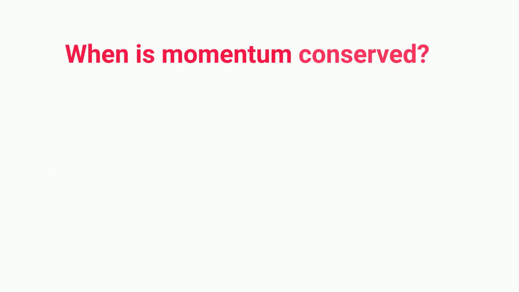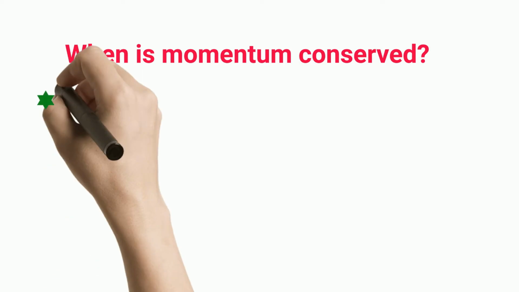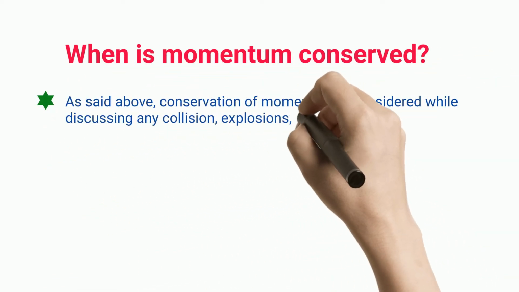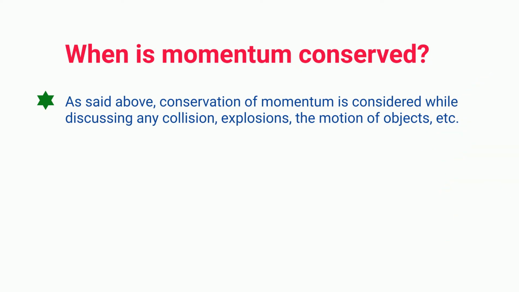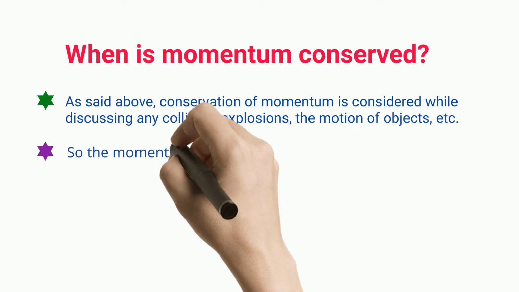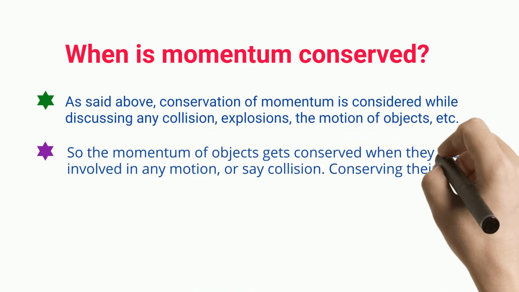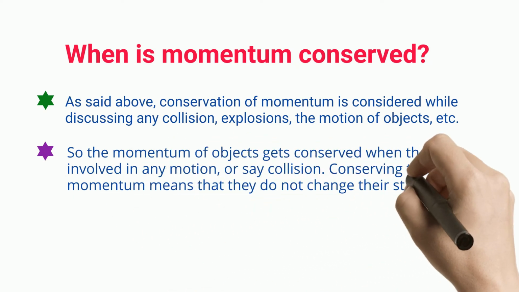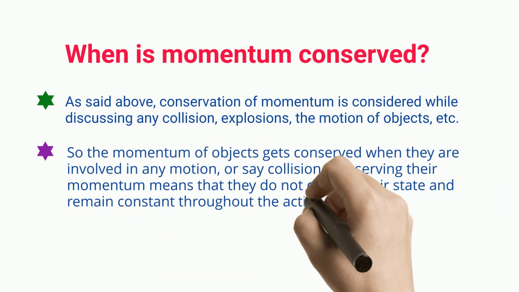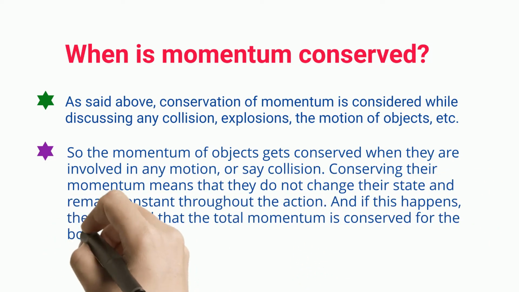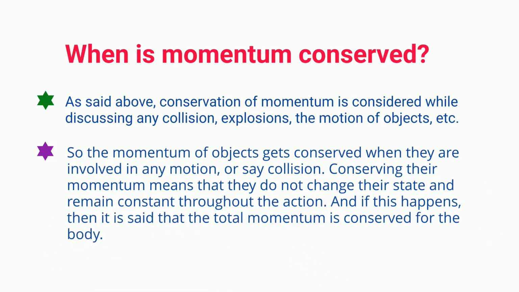When is momentum conserved? As said above, conservation of momentum is considered while discussing any collision, explosions, the motion of objects, etc. So the momentum of objects gets conserved when they are involved in any motion or collision. Conserving their momentum means that they do not change their state and remain constant throughout the action. And if this happens, then it is said that the total momentum is conserved for the body.